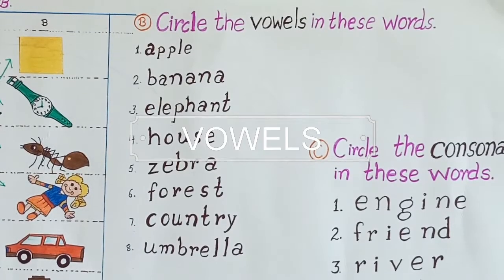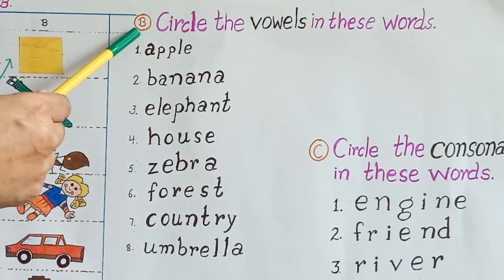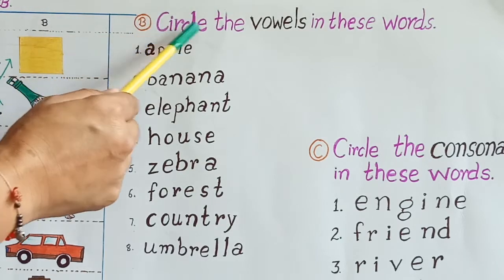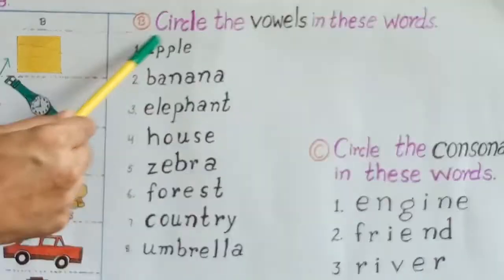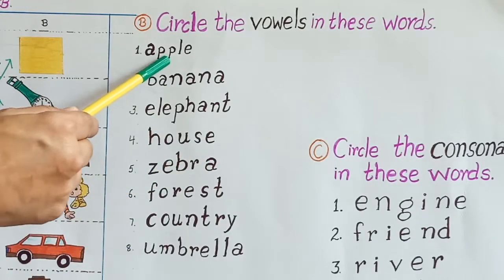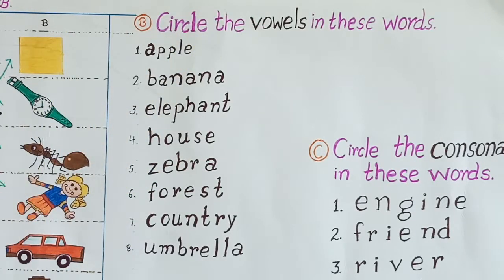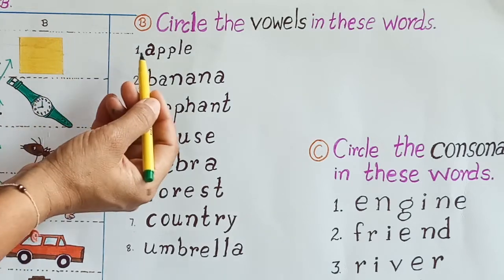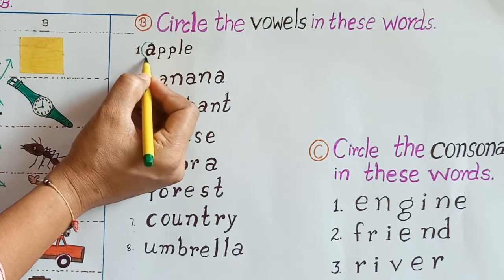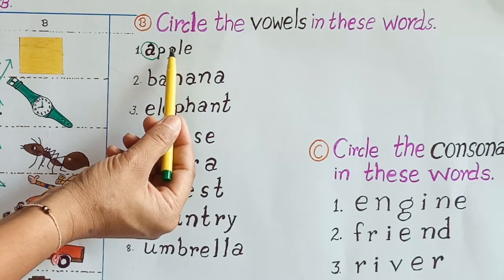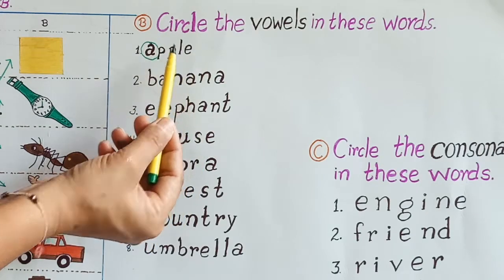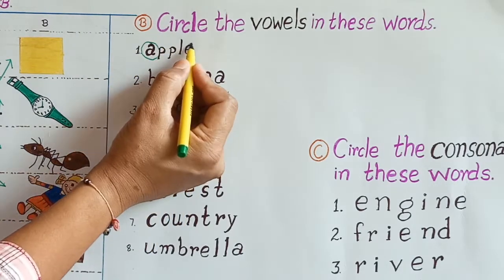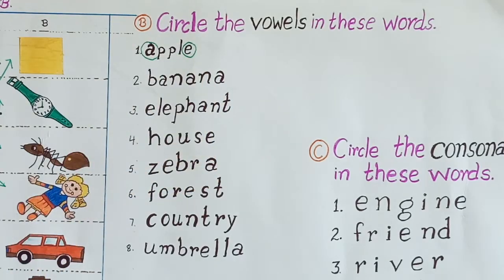Now you came to know that the 5 letters A, E, I, O, U are vowels. Now we are going to attempt the second, B part. Circle the vowels in these words. Here some words are given. You have to see the letters and circle the vowels in these. Keep in mind that A, E, I, O, U are vowels. Now look at the first word. Here is A. It is a vowel. P, P, L are not vowels. So here is E. E is a vowel. Circle these.